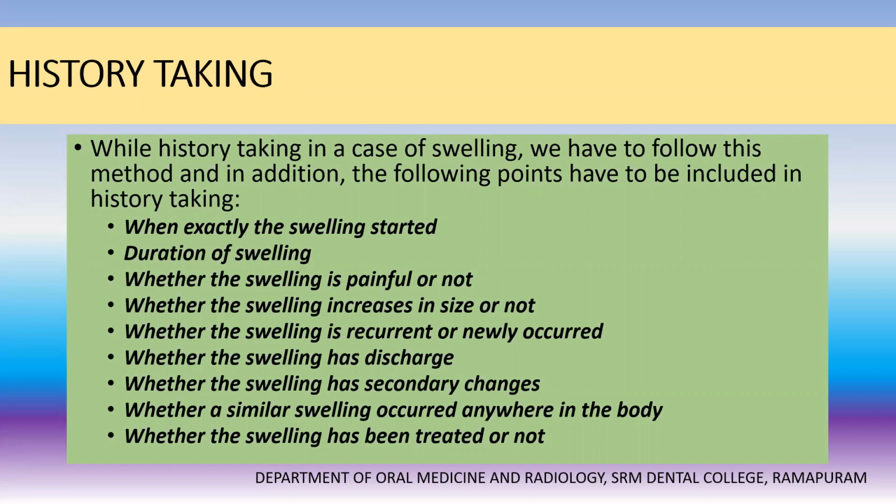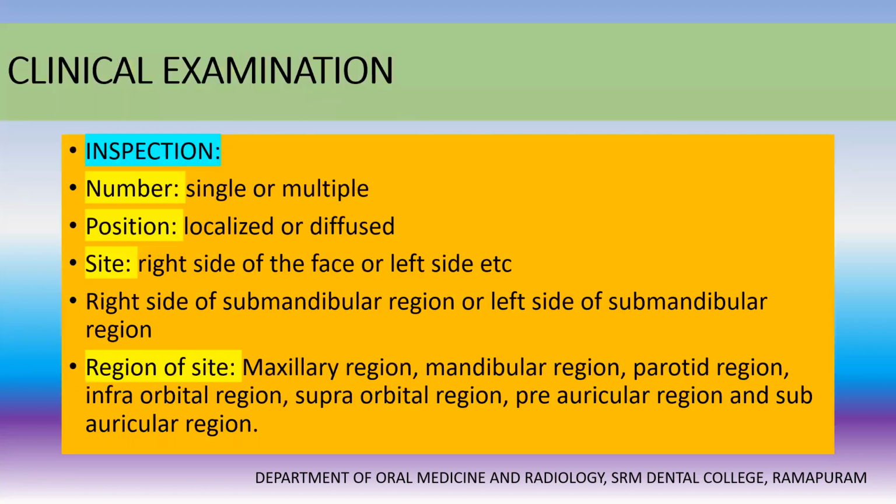Whether the swelling is recurrent or newly occurring, whether the swelling has any discharge like pus or blood or any watery discharge, whether the swelling has secondary changes, or whether a similar swelling has occurred anywhere in the body, like if there are multiple swellings in the body, or whether the swelling has already been treated and it is recurring a second time. All these parts of history are very important before we proceed with the clinical examination. Coming to the clinical examination, it is divided into two parts of inspection and palpation.